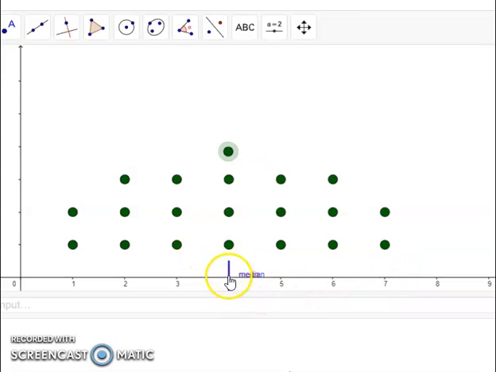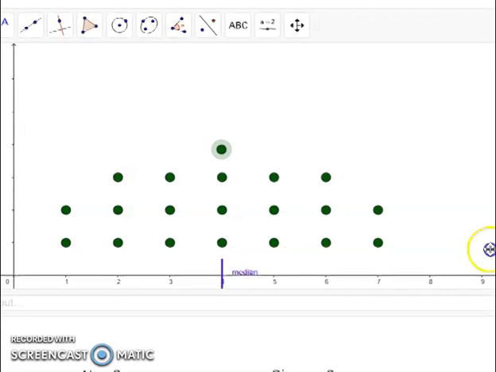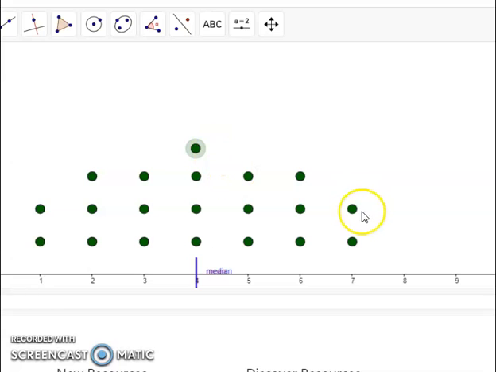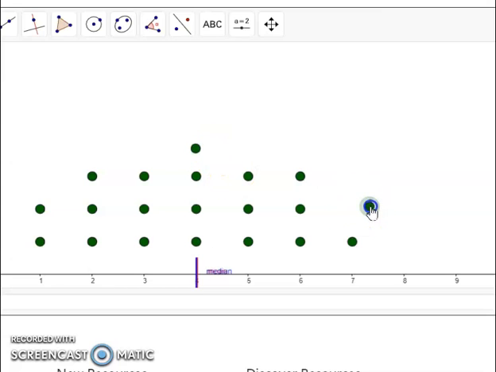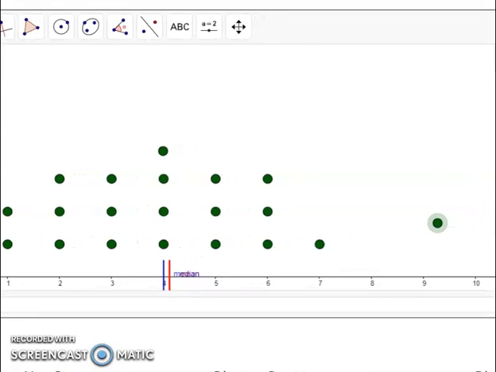Down here at the bottom in blue, I have the median, and then behind it in red, I have the mean. What I want you to notice is when I move the dots. If I take one of these dots over here and move it, notice that the red at the very bottom is moving. That is the mean. As I move it further, the mean is going to get higher, as I make this an outlier. And then I move it back and it's fine.